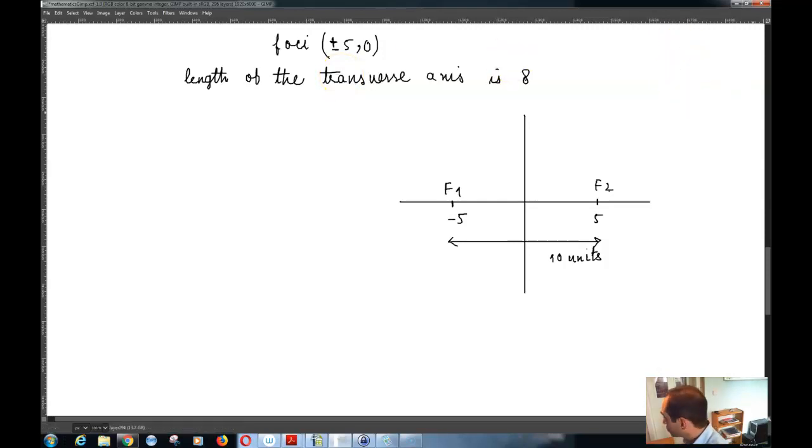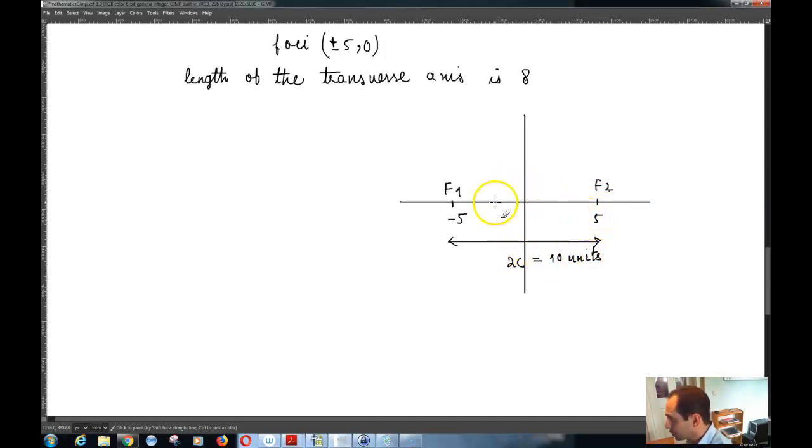So now we need to recall some definitions that we had before, which is what is actually the length of the transverse axis. I suppose it's the distance between the vertices, if I'm not wrong. So if I go back over here, we said that we denote the distance between the two foci as 2c. This is equal to 2c.